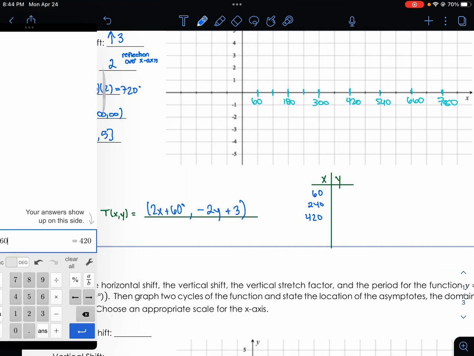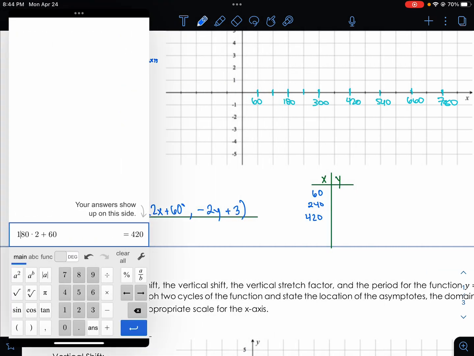And then we're going to have 270. We have 270 times 2 plus 60. That's going to be 600. And then we're going to have 360 times 2, so 360 times 2 plus 60. That gives us 780 degrees.